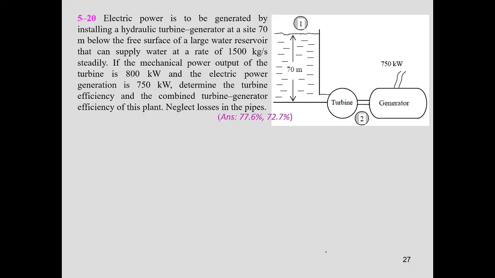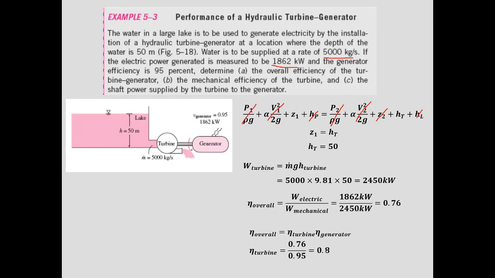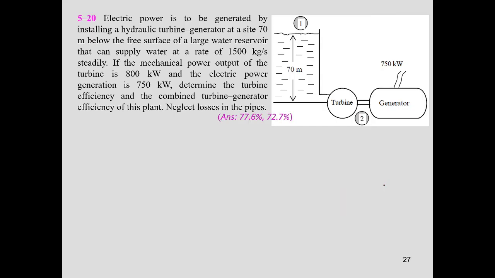Okay, we go to the next. I hope you can get it from this question. Okay, so part C, the shaft power supplied by the turbine to the generator. You have the answer here. W turbine is 2,450.